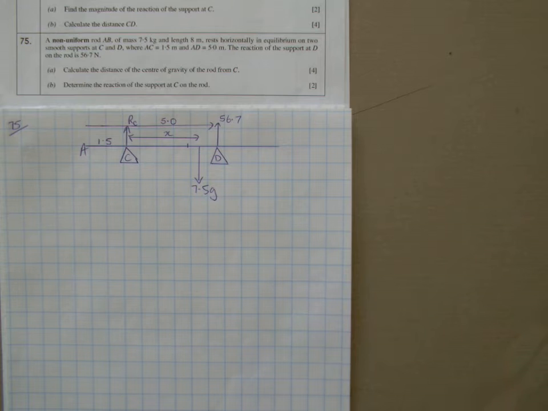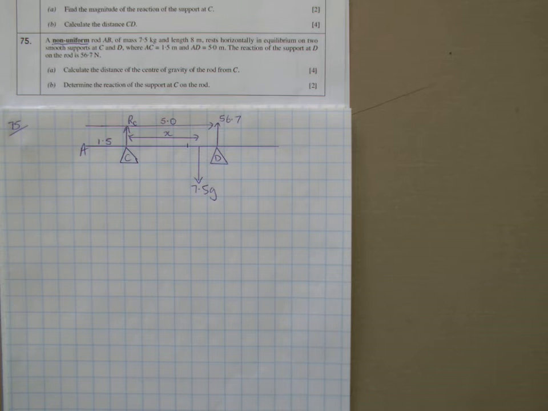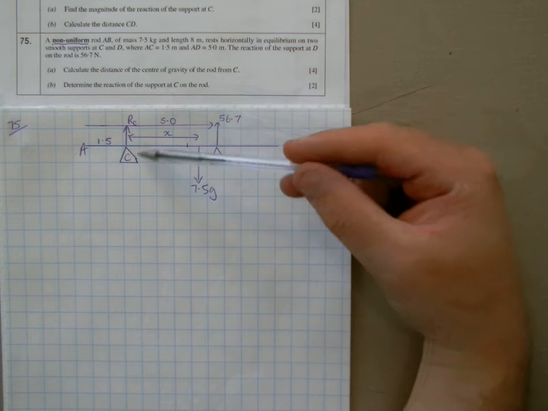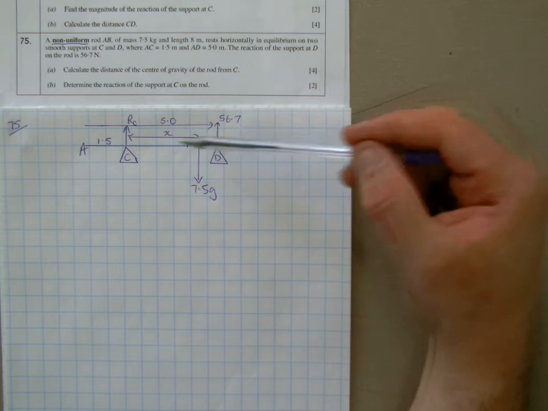Okay, so we've got a non-uniform rod here, okay? And it's important to note, when you've got a non-uniform rod, the centre of mass will not go through the centre, okay? It will go through somewhere else. So you can see I've got the reactions here at C and the reaction here at D, right? And they've got the distances.